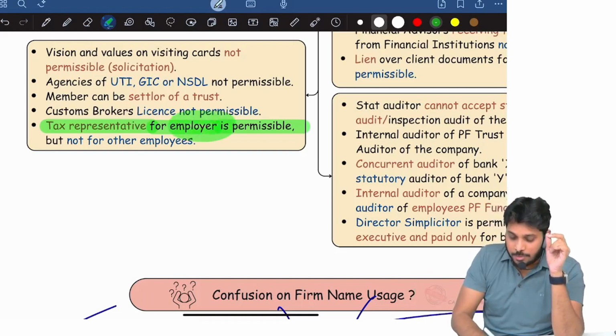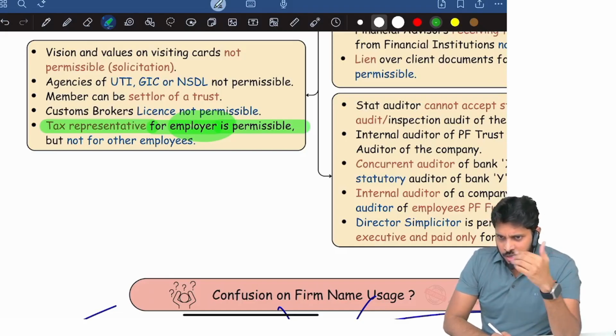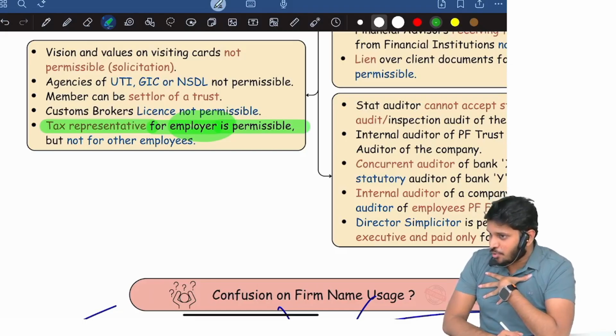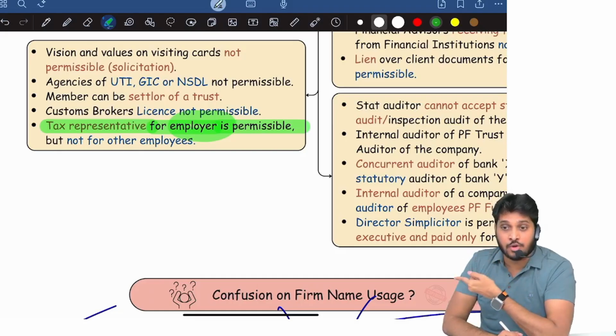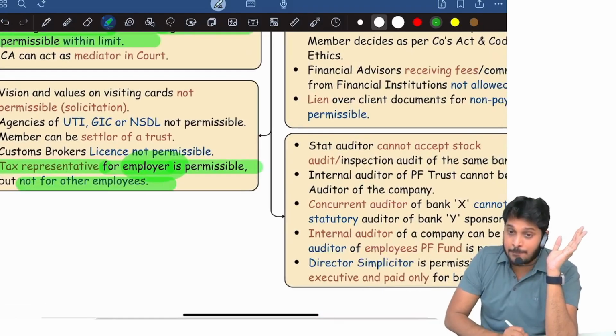Here, they are talking from the employer point of view. Means if you are in service. You know this, right? My employer company, I can represent in a tax matter. As an employee I can represent, so that is not coming under deemed to be in practice. But if at all I'm representing my colleagues, it will come under deemed to be in practice. But not for employees, other employees.